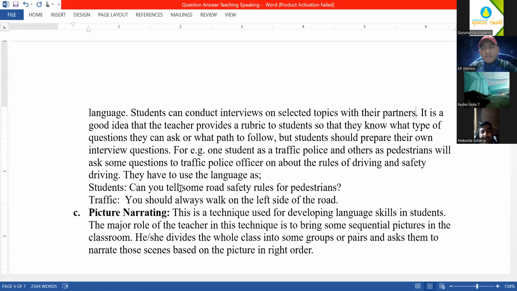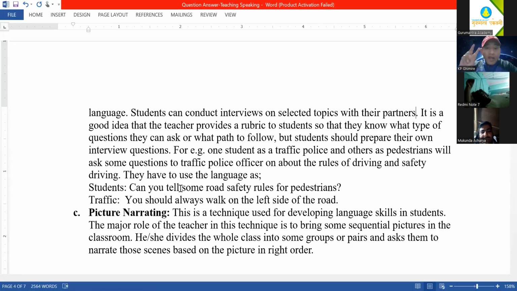It's a kind of setting criteria for getting marks, so that students use these and then they get marks. It is a good idea so that they know the type of questions they can ask, and how many exchanges of these exponents are to be made, one, multiple, double, like that. So they follow, and the students should present their own interview questions.